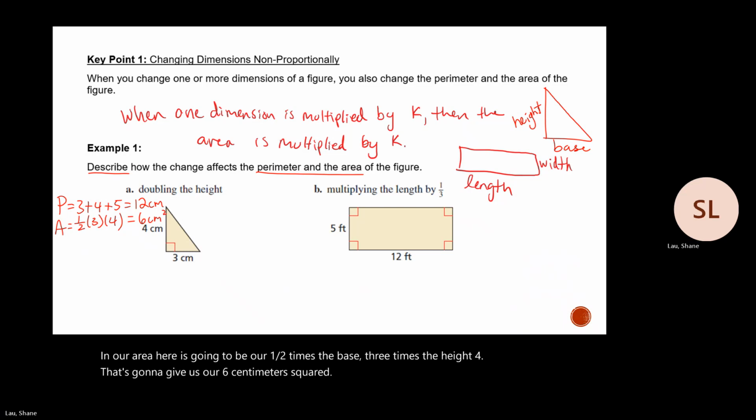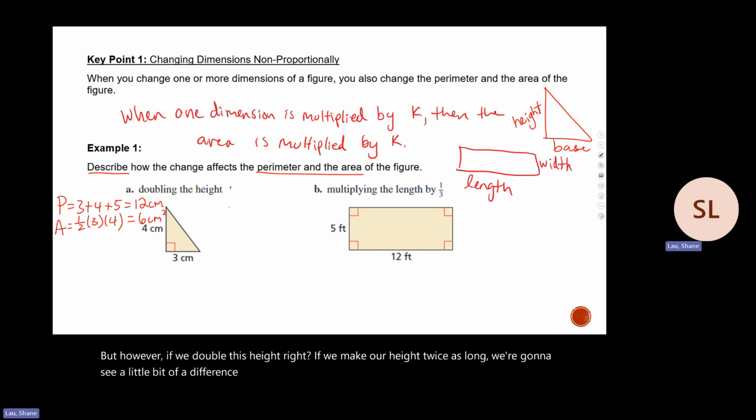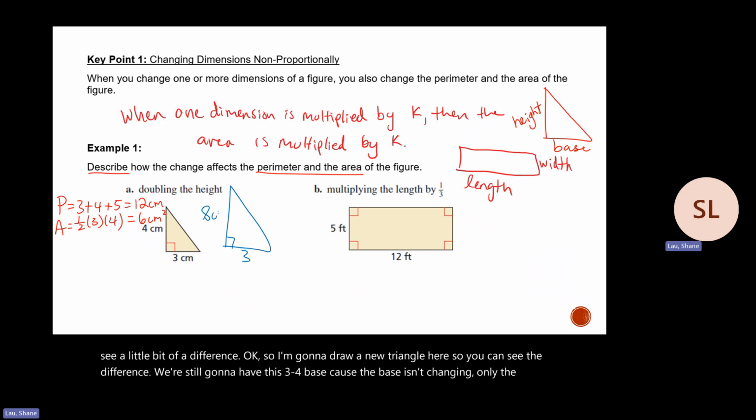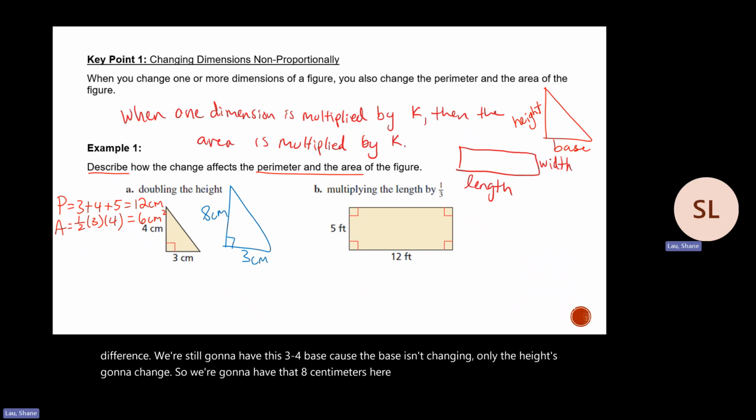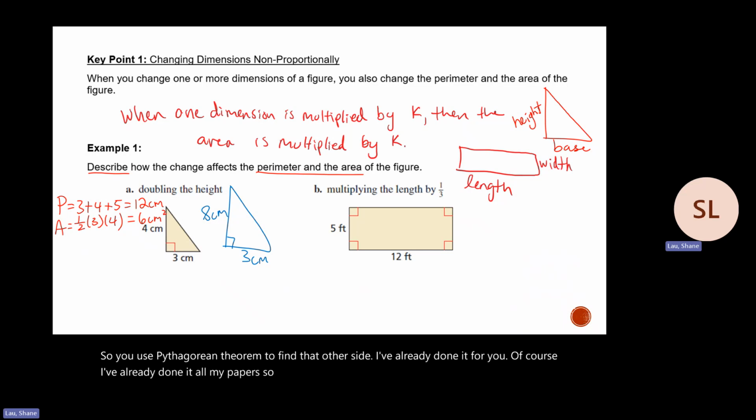Pretty simple. However, if we double this height, if we make our height twice as long, we're going to see a little bit of a difference. So I'm going to draw a new triangle over here so we can see the difference. We're still going to have this 3 for our base because the base isn't changing, only the height's going to change. So we're going to have that 8 centimeters here, 3 centimeters here. And because we have a new change here, we have to make sure we find that third side again because it's not going to be 5 anymore. So you can use the Pythagorean theorem to find that other side. I've already done it on my paper, so I'm going to just put that in here.